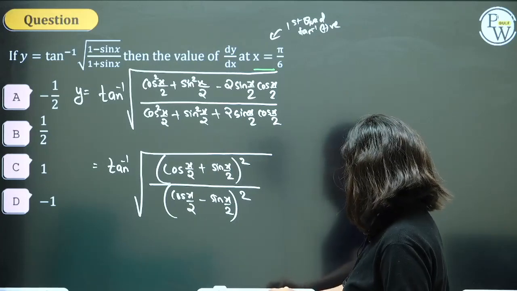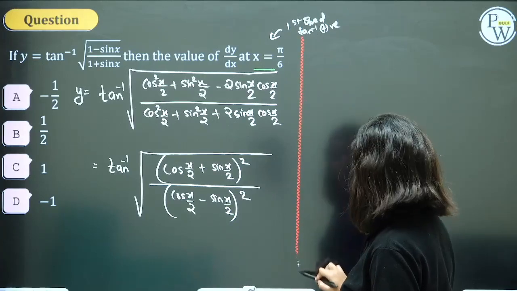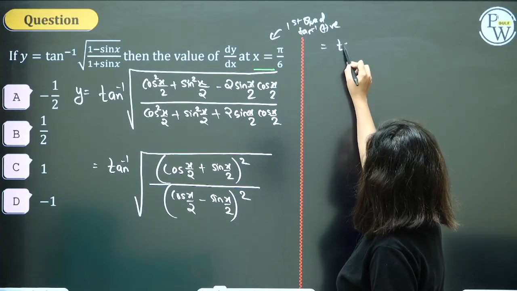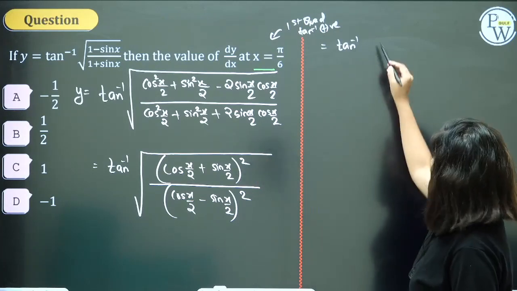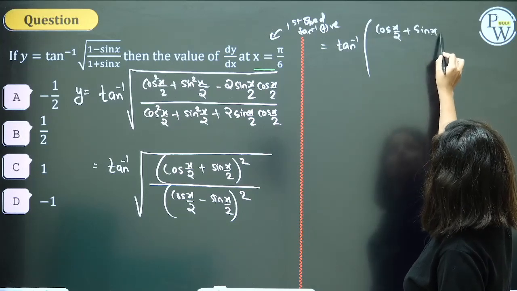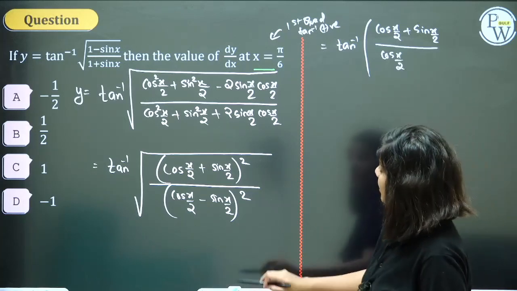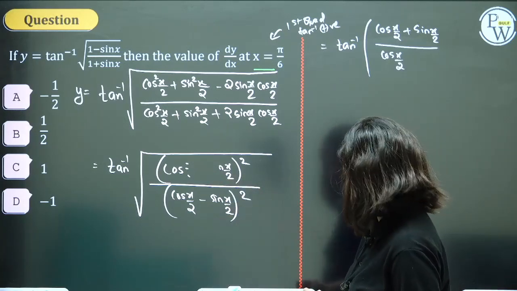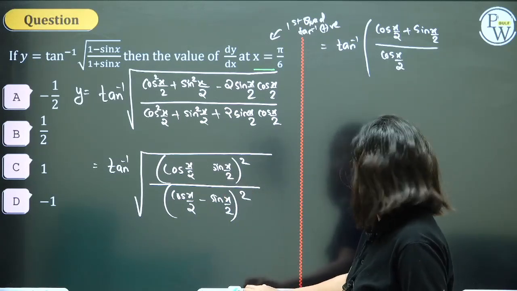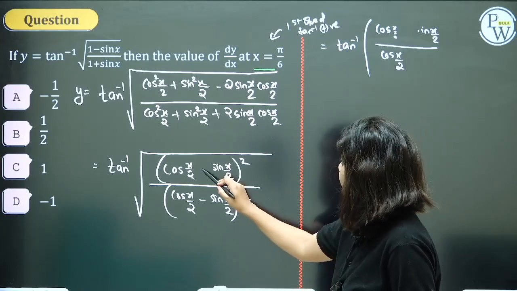This is equal to tan inverse of, now square root square gone, cos x by 2 plus sin x by 2 upon, numerator is minus by the way. How come I interchanged the sign? I always do that. Okay, here also numerator has to be minus. Check.